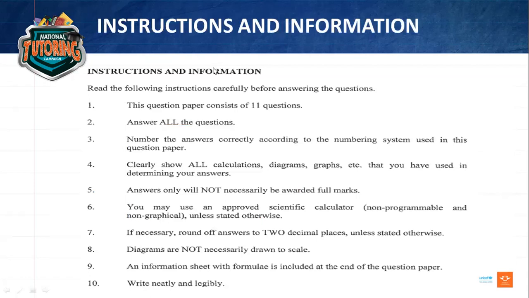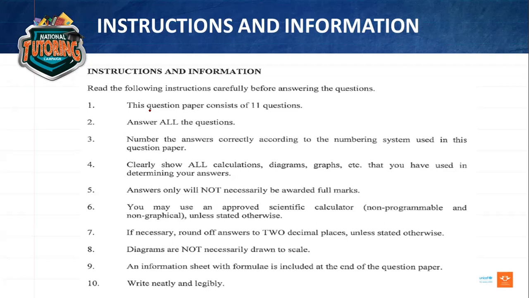And something important to me was the instruction and information. I came to realize that many of you good learners do not read the instruction and information, and that alone poses a serious problem in how you are going to answer. Okay, so it's always good to know how many questions.